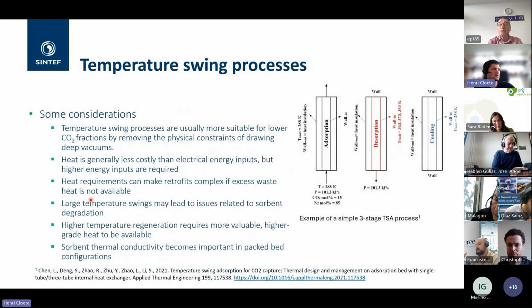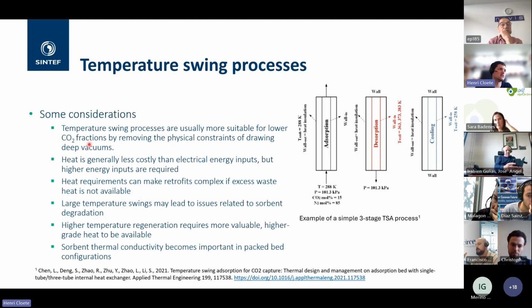So just some general considerations here for the temperature swing processes. So on the right is just a very simple example of a three-stage temperature swing process. So in the first, you feed your flue gas with CO2, you adsorb, you also release a bit of heat during this process, but then you adsorb most of your CO2 in the process here. In the second stage, you heat up your reactor, and that allows you to release your CO2 again at a higher temperature. And then before you can cycle back again, you have to cool down your reactor again to get a low temperature where the adsorption reaction is thermodynamically favored.